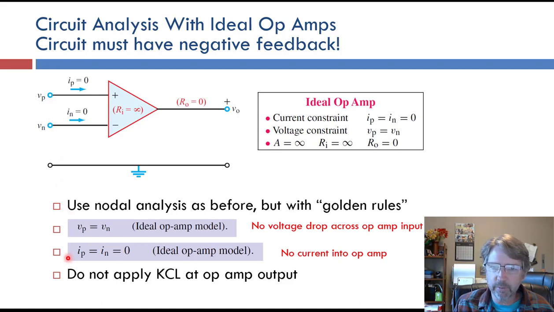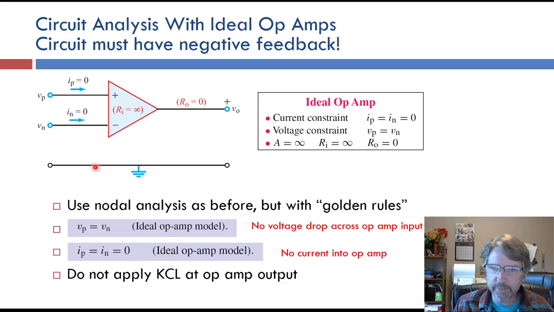And the other rule is that the current into the op-amp is 0. So no current here and no current here. The rule does not say anything about the current coming out. That's not 0. So we don't know what it is. But with these two rules and regular node analysis, we will get enough equations to solve the system.